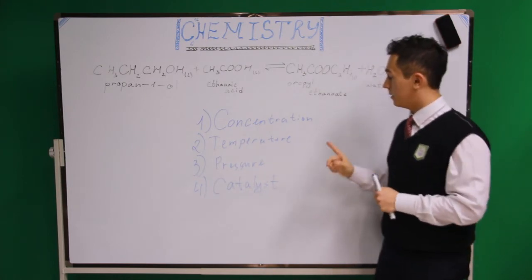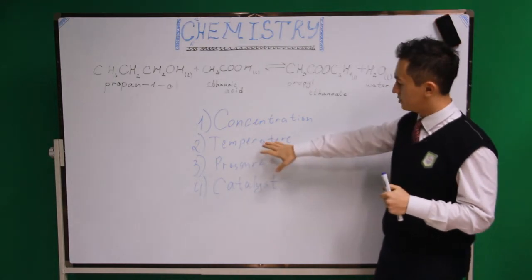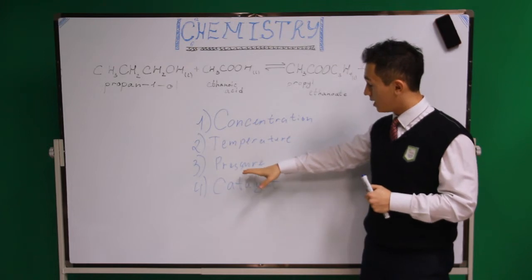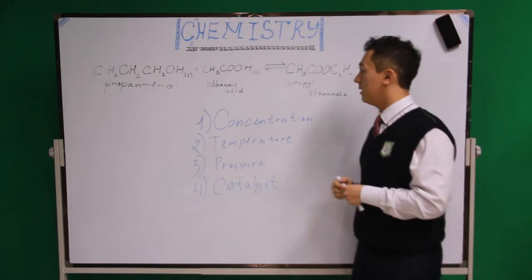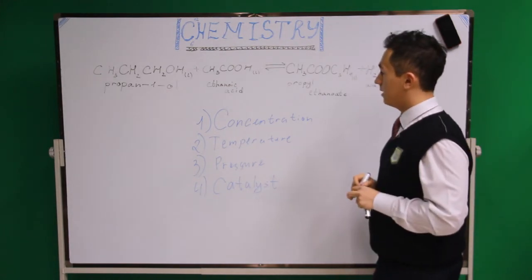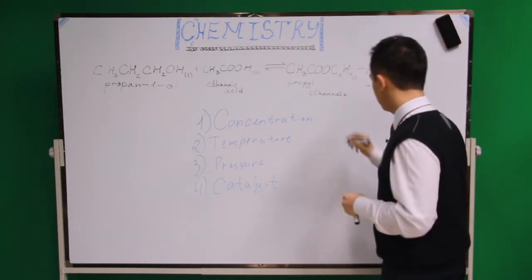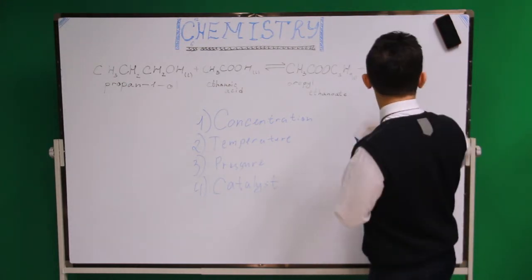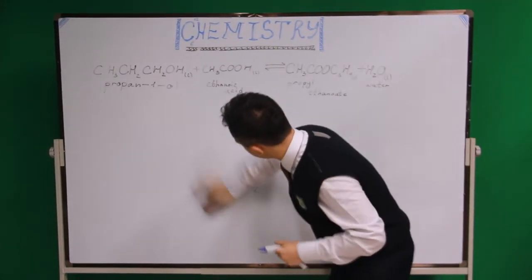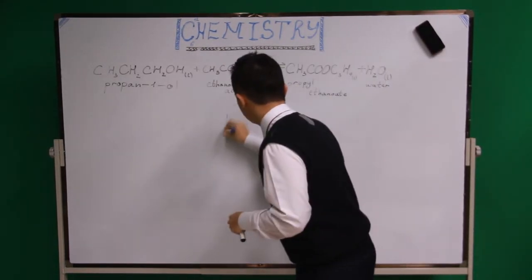So the second, let's consider pressure. Temperature will be the third one. So when we talk about pressure, we are talking about gaseous molecules. For example, let's take the Haber process. So in the Haber process, it's a very significant industrial process.